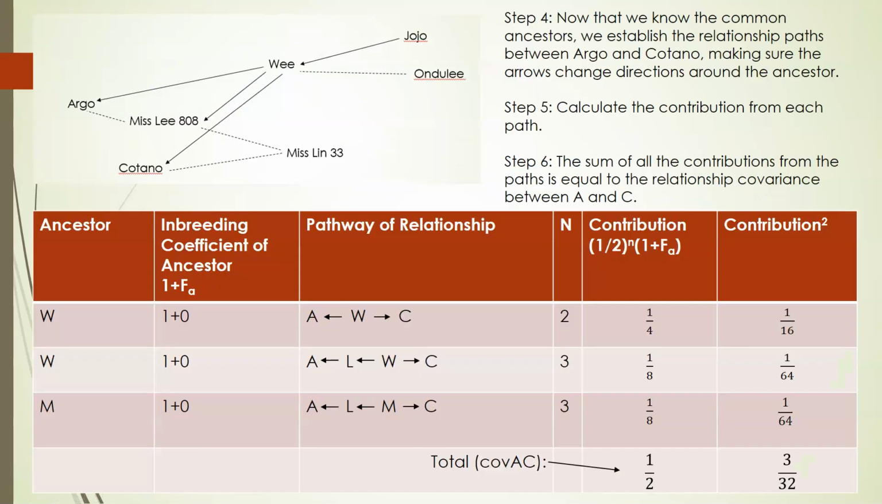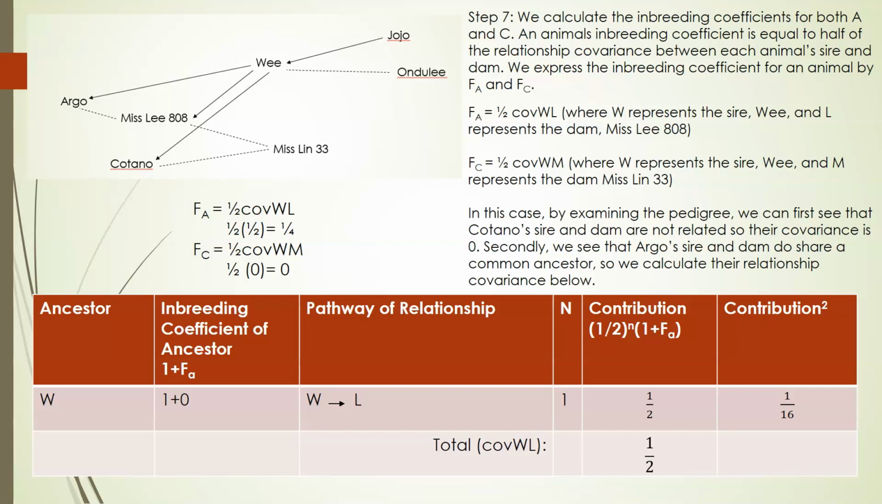We're getting close. Now we have to determine inbreeding, so we calculate the inbreeding coefficient for both A and C. These are the formulas over here, and it's fairly simple. An animal's inbreeding coefficient is equal to half the relationship covariance between the animal's sire and dam, and we express them as f of A and f of C. So f of A, his inbreeding coefficient, is equal to half the covariance between W and L, Miss Lee, because those are his two parents. And the inbreeding coefficient for C is half the covariance between W and M.